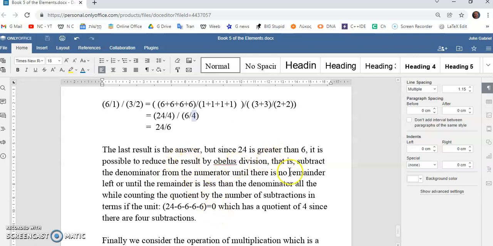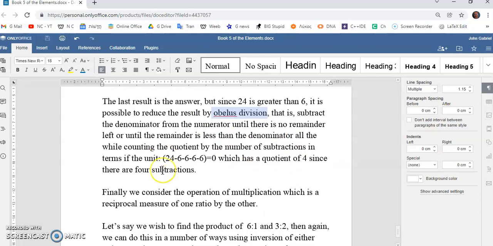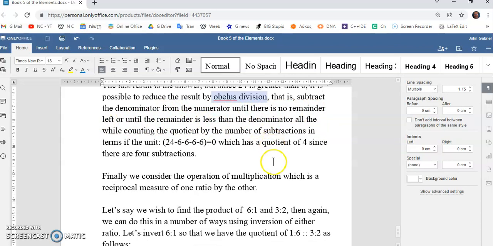But since 24 is greater than 6, it is now possible to reduce this by something called Obelisk Division, okay? Most mainstream professors have no clue what division is or what Obelisk division is. So this is why I'm explaining these things to you. So you subtract the denominator from the numerator until there is no remainder left, or until the remainder is less than the denominator, all the while counting the quotient from the number of subtractions in the terms of the unit, okay?